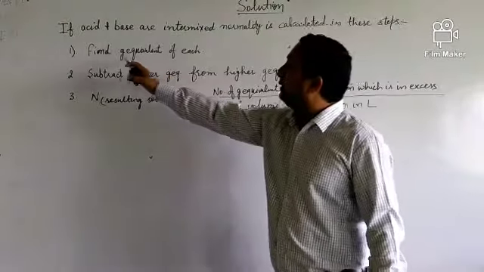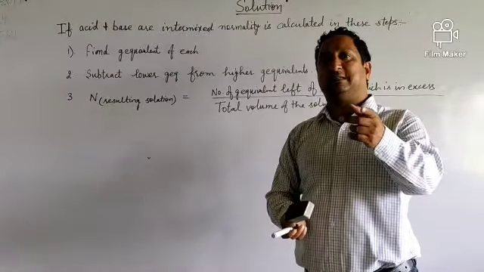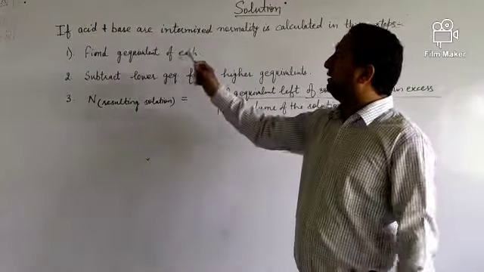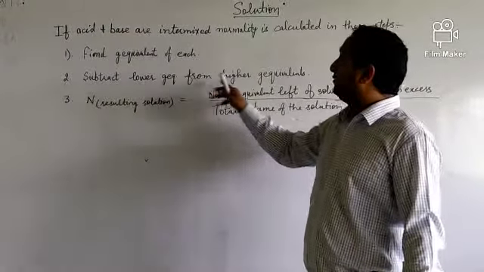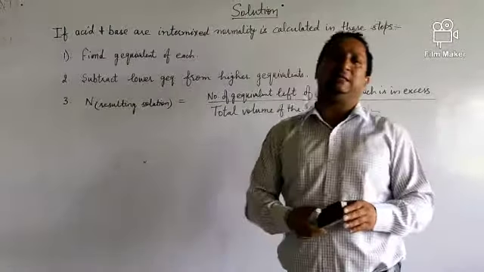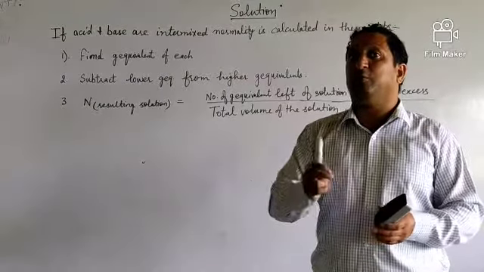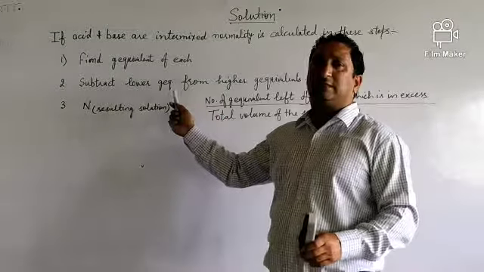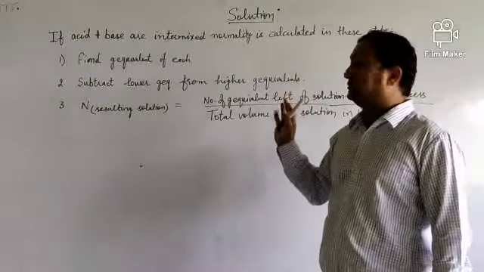First step is you have to find the gram equivalent of each. Whatsoever acid is given, whatsoever base is given, you have to find the gram equivalent of those. Okay. Then second, subtract the lower gram equivalents from the higher gram equivalents. Sometimes it may happen that the acid is in excess, sometimes the base can have more gram equivalents. So we subtract the lower gram equivalents, whether it is acid or base, from the higher gram equivalents. Okay.